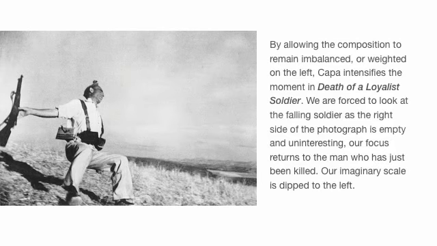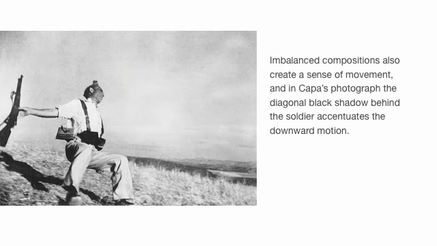By allowing the composition to remain imbalanced or weighted on the left, Capa intensifies the moment of the death of a Loyalist soldier. We are forced to look at the falling soldier as the right side of the photograph is empty and uninteresting. Our focus returns to the man who has just been killed. Our imaginary scale is tipped to the left. Imbalanced compositions also create a sense of movement, and in Capa's photograph, the diagonal black shadow behind the soldier accentuates the downward motion.